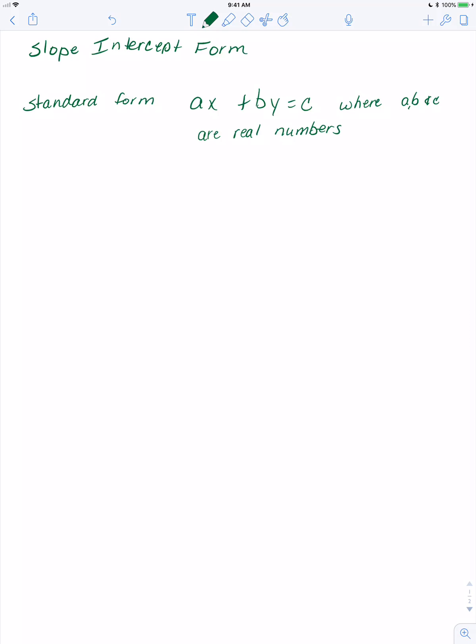So it would look something like 2x plus 3y is equal to 12. So the a would represent the 2, the b would represent the 3, and the c would represent the 12. And so that's what we call standard form. And when a linear equation is in that form, it's really easy to search for the intercepts.